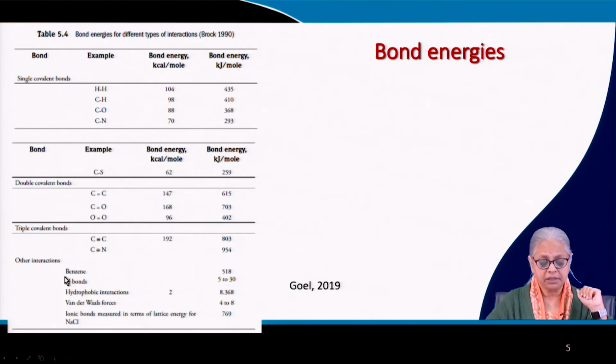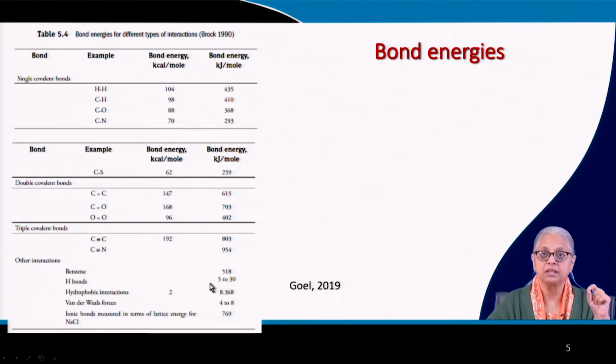We also have bond energies associated with aromatic rings like benzene. We will come to the other four types of bonds, and these bonds, despite their weakness, look at the magnitude difference, and not just one order of magnitude but two orders of magnitude difference, so hundreds of times less bond energy is there in hydrogen bonds, hydrophobic interactions, and van der Waals forces.